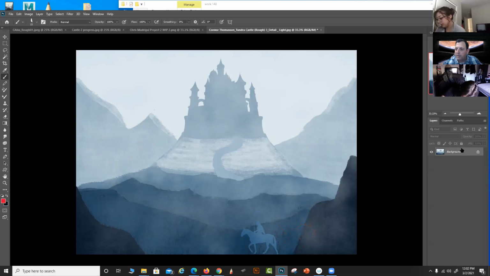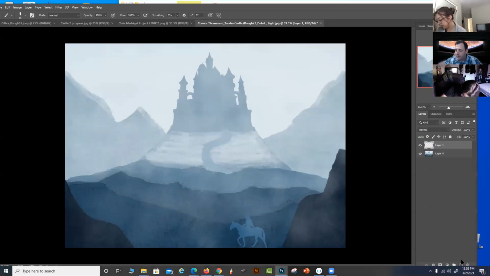Hold on, let me take the lock off. Let me create another layer here. So what I would do is I would continue this foreground element you have here. It's really nice.